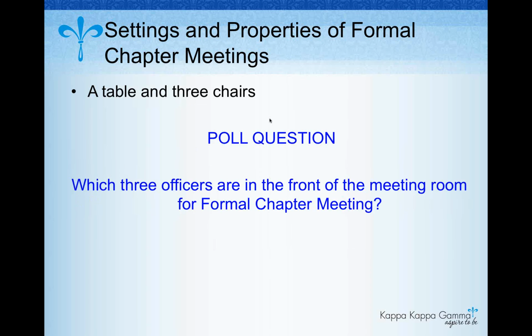Which 3 officers are in the front of the meeting room for formal chapter meetings? Please select all that apply. Is it A, VP Organization, New Member Chairman, and the Marshal? Is it B, Recording Secretary, Chapter President, and Marshal? C, VP Standards, VP Academic Excellence, and the Chapter President? D, Marshal, Recording Secretary, and VP Standards? Or E, New Member Chairman, Recording Secretary, and Marshal?